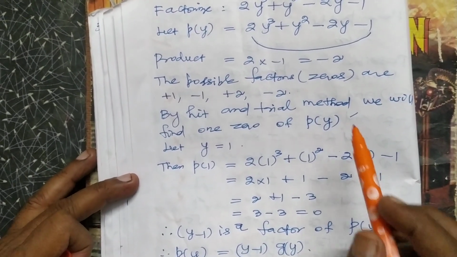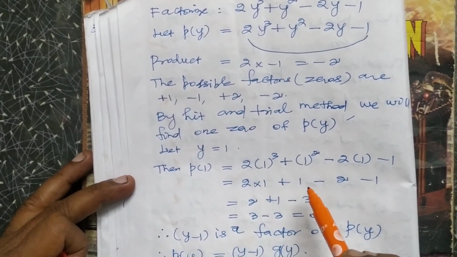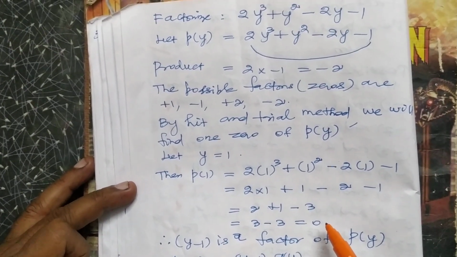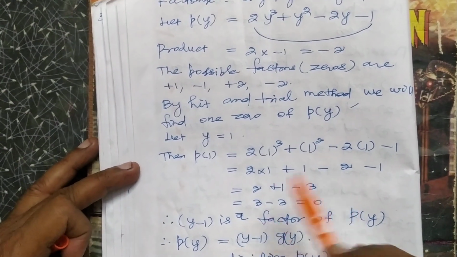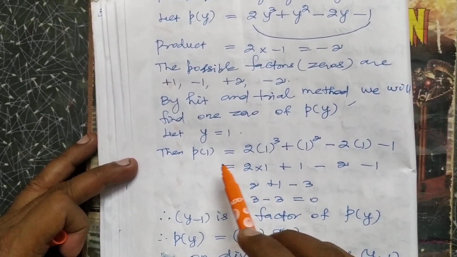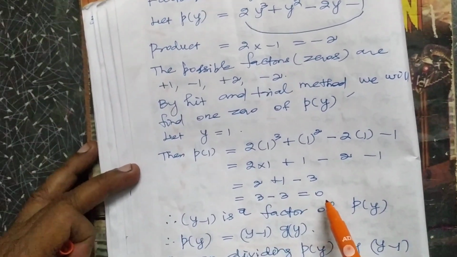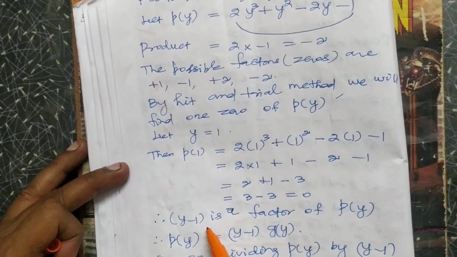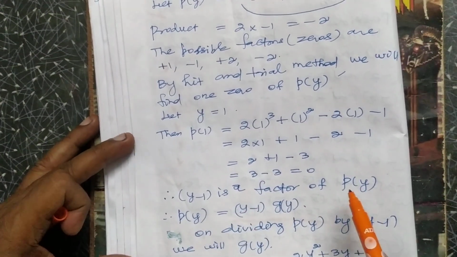First identify the factors of the last number, then by hit and trial method substitute one number. If you get 0 in the first step, you are very lucky. Otherwise, try another number. Keep on trying. When I substitute y equal to 1, I am getting the answer 0. Therefore, by the factor theorem, y minus 1 is a factor of p of y.